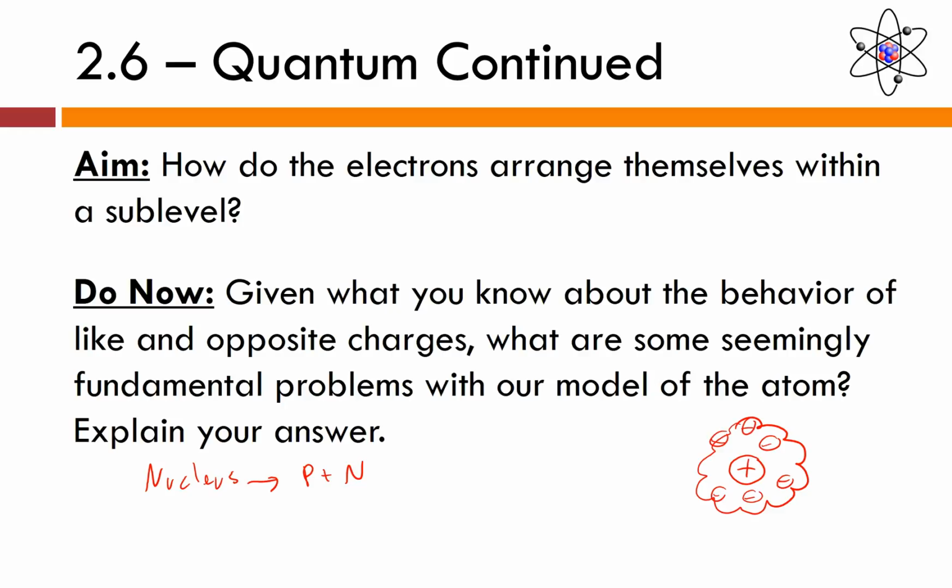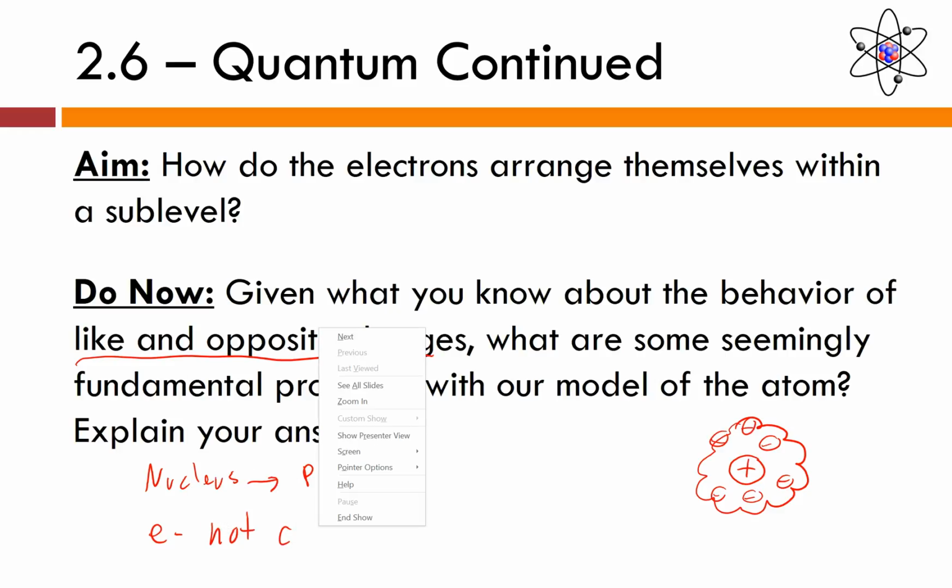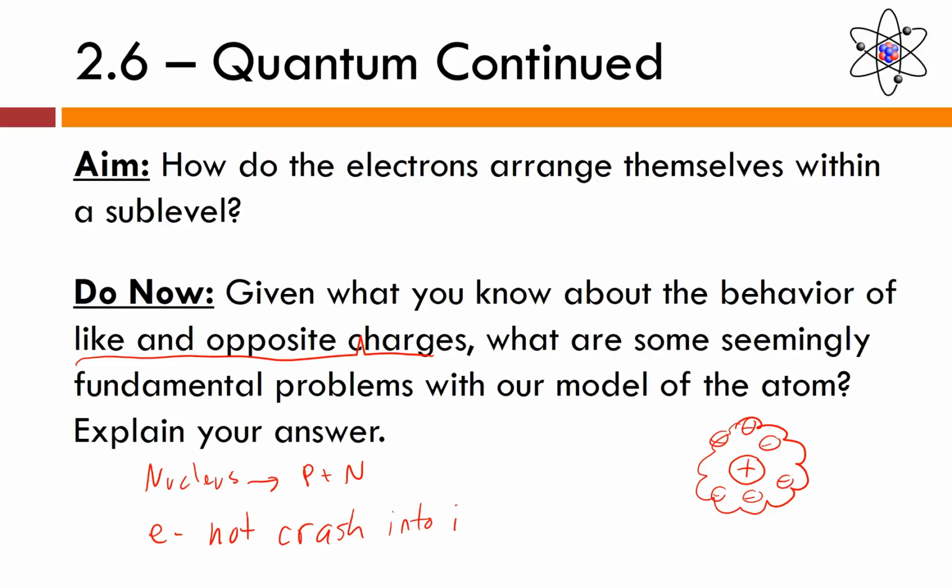The other thing you might be wondering about when you first look at the atom and think about it in terms of charges is how do the electrons not crash into the nucleus? We know that opposite charges attract. We've got this really positive nucleus, and we've got these negatively charged electrons that are just buzzing around it. And it seems kind of weird that the electrons don't crash into the nucleus or just dive bomb the nucleus or get sucked into the nucleus.